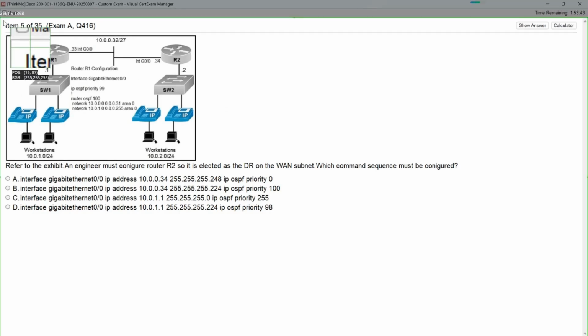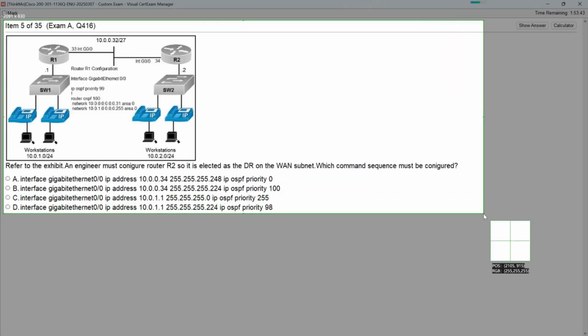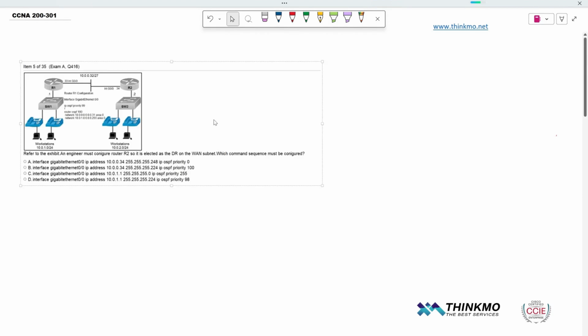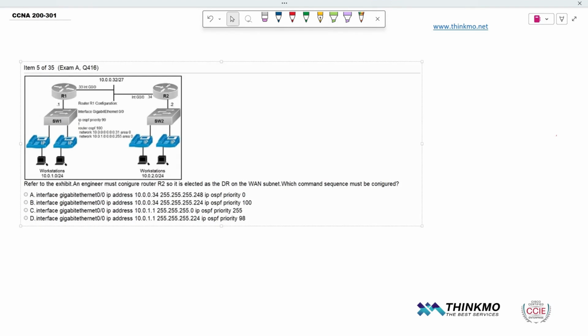All right, question 5. For this fifth question, it's also about OSPF selection. Basically, it wants us to figure out how to make R2 become the DR, the designated router, on this link. So which commands must we configure? Just now, the correct answer was B.